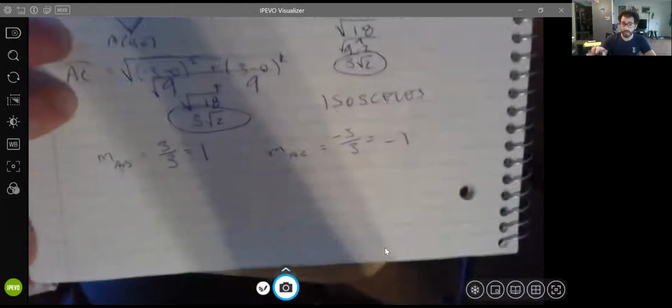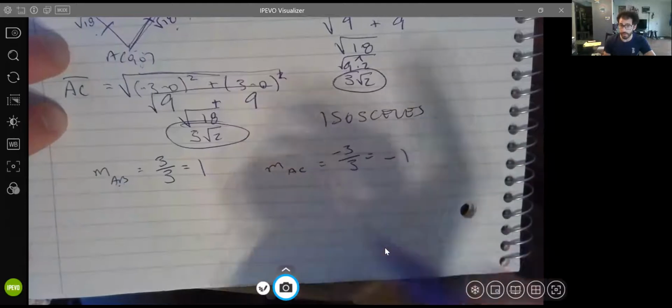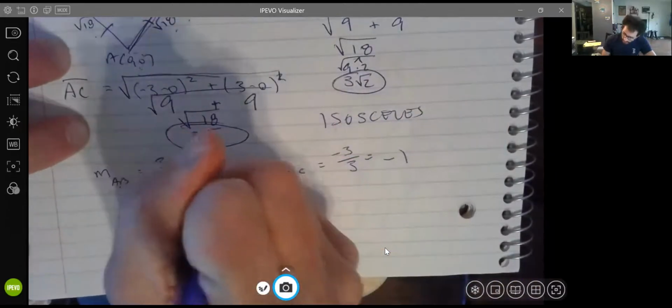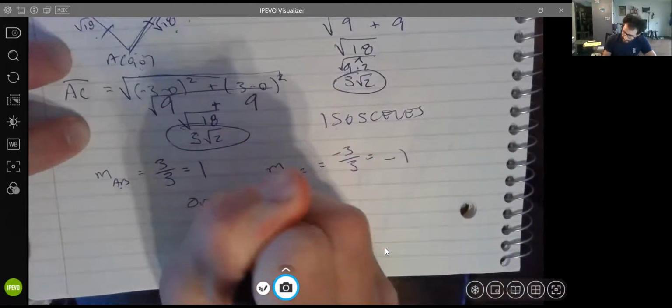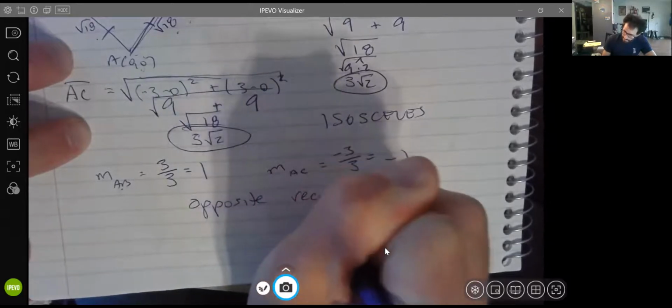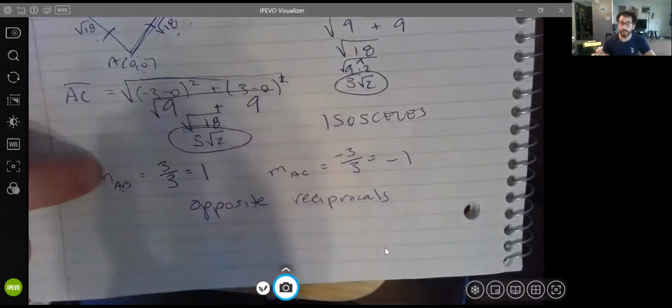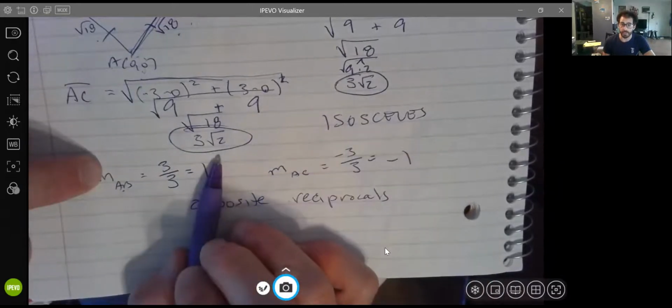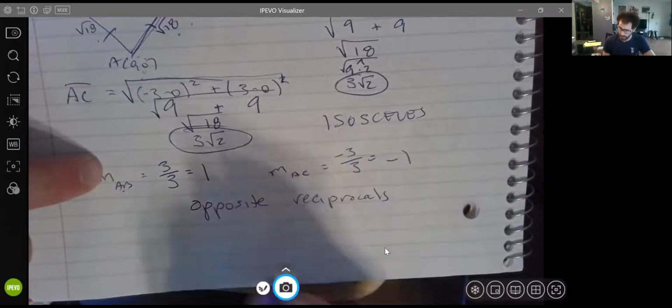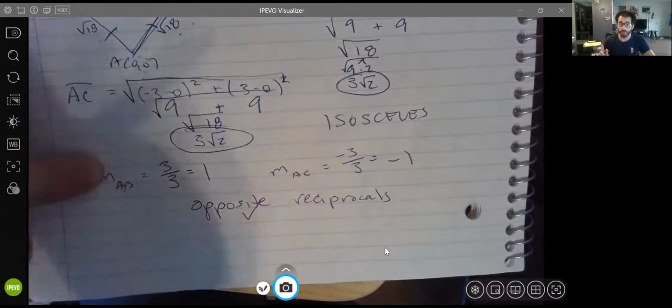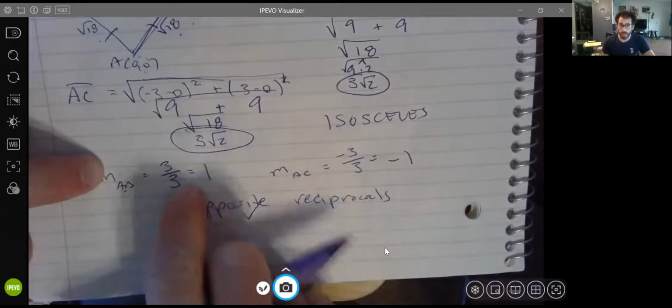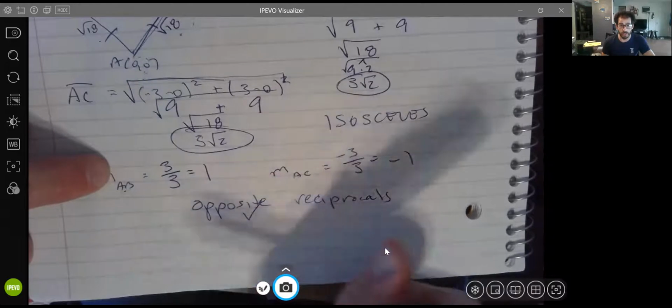So if these two lines are perpendicular to make them a right triangle, they're going to be opposite reciprocals. Opposite, they have different signs, opposite signs. If one's positive, the other's negative. Check. Reciprocals, they are reciprocals of each other, not the signs, just the numbers.